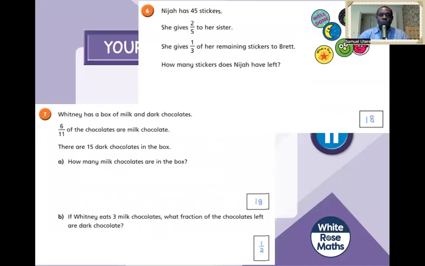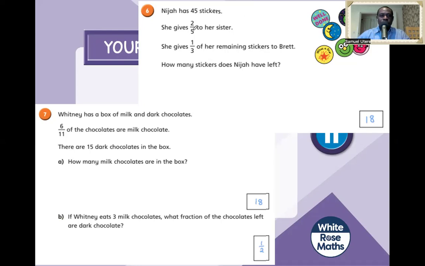For question 6, you were asked, Nija has 45 stickers. These are the stickers. She gives 2/5 to her sister. She gives 1/3 of her remaining stickers to Brett. How many stickers does Nija have left? Okay. By now we know how to do things like this. We don't really need to draw a bar model.